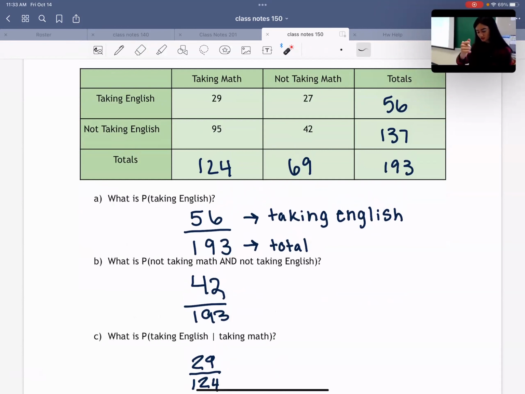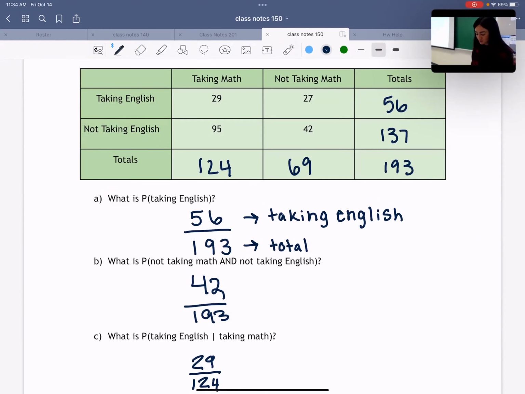That was Kelly. Do you want to explain how you got, not Julie, I get you guys mixed up. Do you want to explain how you got the probability of taking English? So I first did the total of how many people. And then I put it over. Perfect, right? We're taking someone out of the entire population if we wanted to find this probability. Any questions on part A?